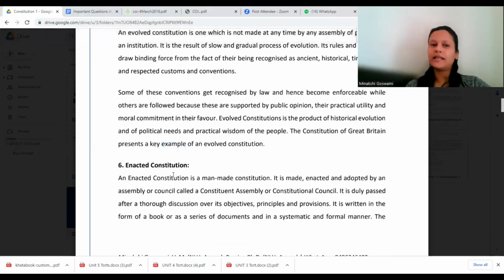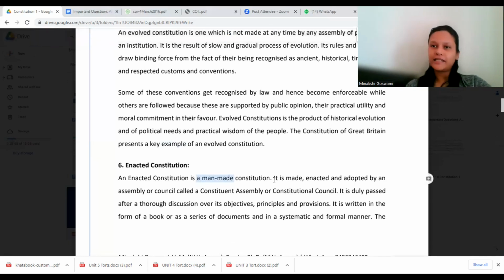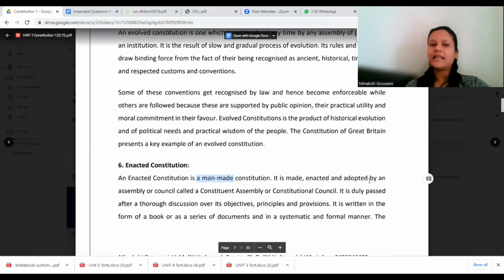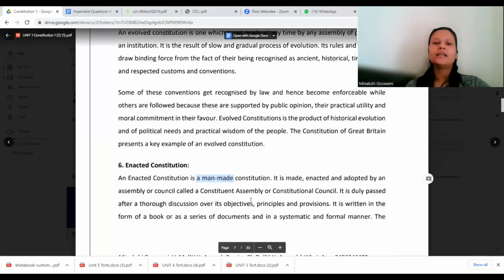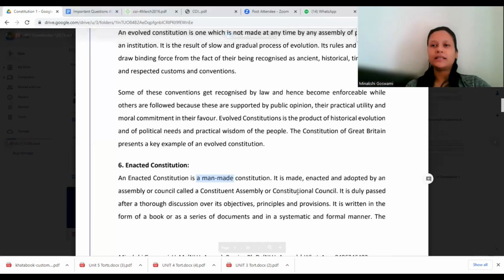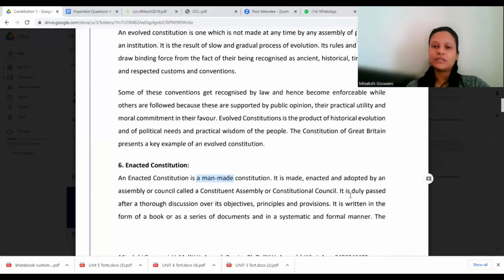When we talk about an enacted constitution, it's nothing but a man-made constitution. Like in the Indian case, it was all well planned under the Cabinet Mission Plan. The Constituent Assembly was set up, so everything was properly planned, and finally we had the enacted constitution. It is made, enacted, and adopted by an assembly, maybe a council, which in the case of India is called the Constituent Assembly. In some other countries, it might be by way of a council also.